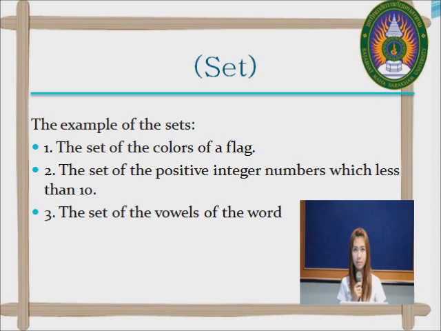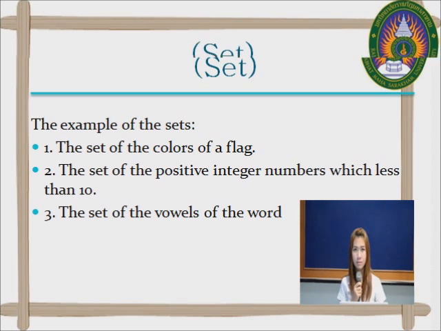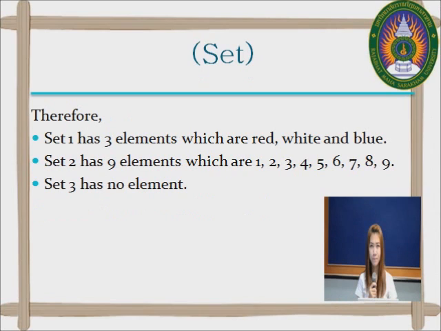Examples of sets: 1. The set of the colors of the flag. 2. The set of positive integer numbers less than 10. 3. The set of the vowels of the word. Therefore, set 1 has elements which are red, white and blue. Set 2 has 9 elements which are 1, 2, 3, 4, 5, 6, 7, 8, 9. Set 3 has no element.